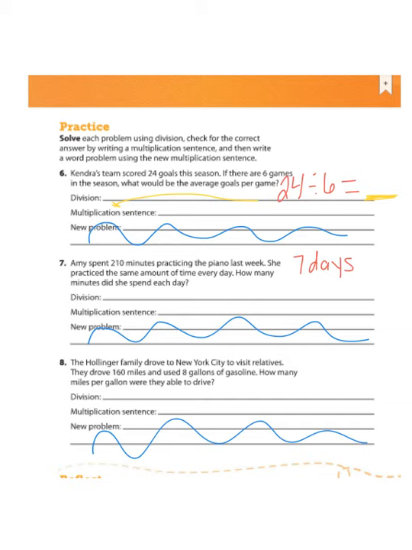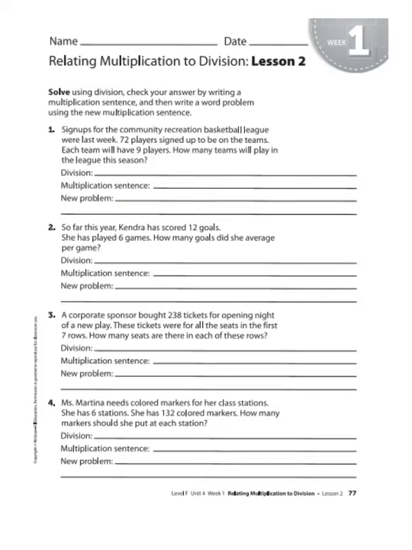Number 8, the Hollinger family drove to New York City to visit relatives. They drove 160 miles and used 8 gallons of gasoline. How many miles per gallon were they able to drive? So again, take these numbers that are in your problem, make a division sentence, and then turn it into a multiplication sentence.